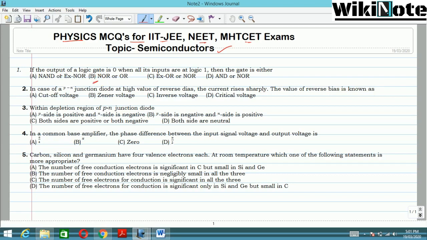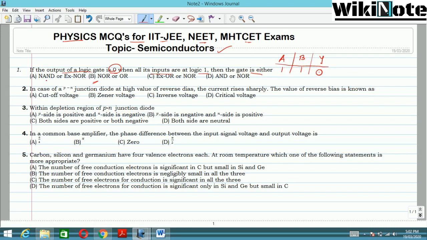So the first question is: if the output of a logic gate is 0 when all its inputs are at logic 1, that gate is either... So it is asking that if the inputs are 1, then the output of that gate is 0. Suppose A and B are the inputs and Y is the output, and Y should be equal to 0. Which gate will satisfy this condition?